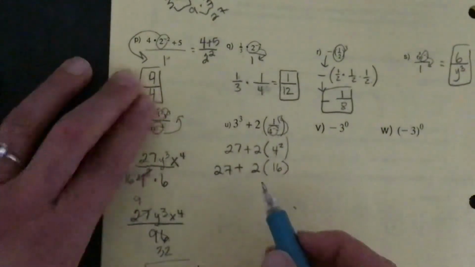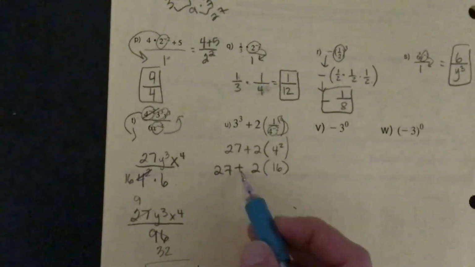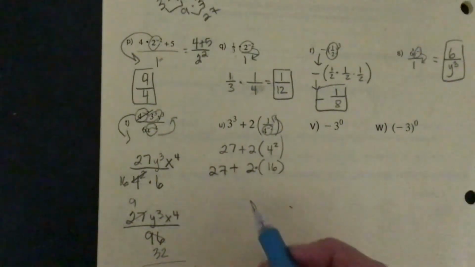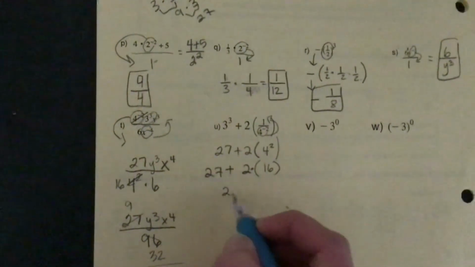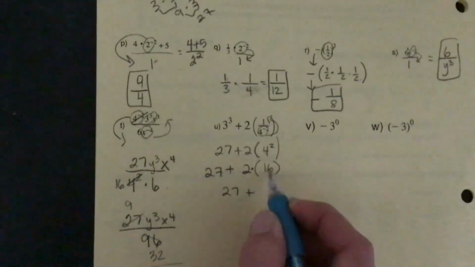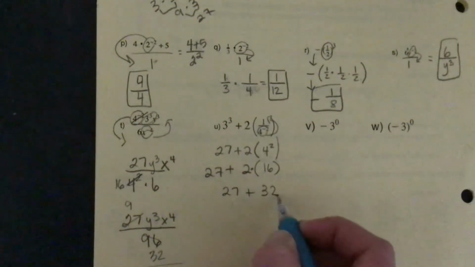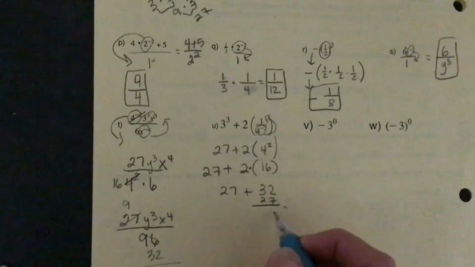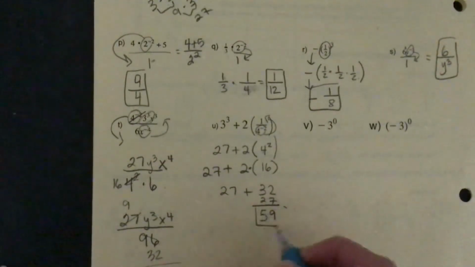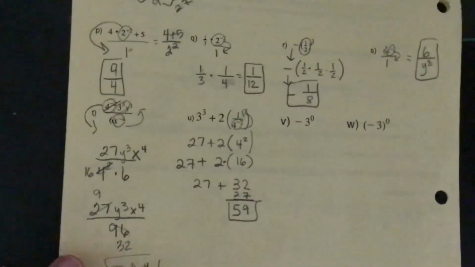Now remember PEMDAS, okay? We do not add first, we have to multiply first. So make sure that you're not getting 29 times 16. That's more work. 27 plus 2 times 16 is 32. And then I add these two. I'm just going to go 27 right there. 27 plus 32 is 59. So we got 59 there.